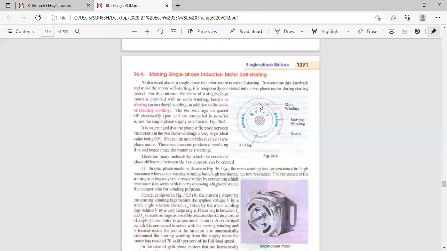We actually have one winding. See this dotted line. This is the main winding. But temporarily they are adding one more winding. That is called the starting winding. These blue color lines and dots are the starting winding. Is the diagram clear?